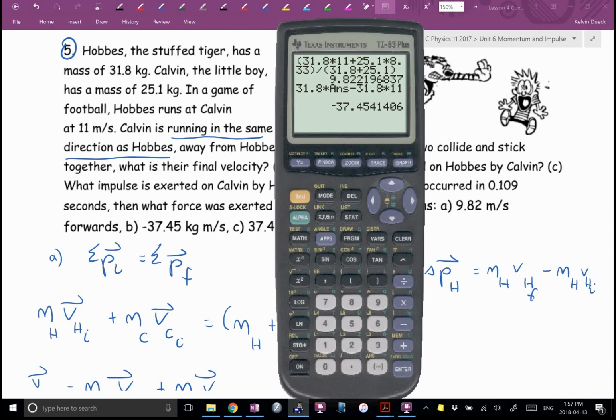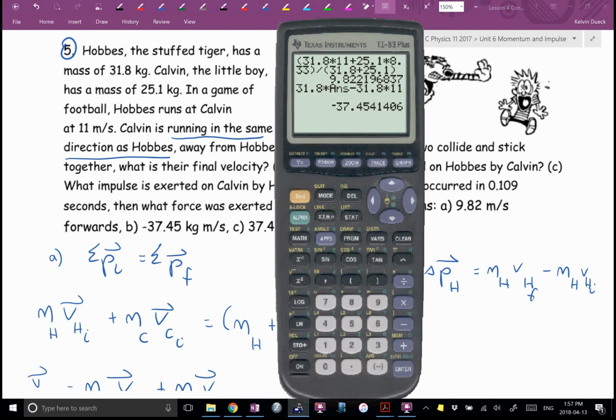Now, if Hobbes lost 37.45, what did Calvin gain? So that's how you do C. You could also, if you wanted to, go impulse is another word for change in momentum. How am I going to find change in momentum? MV final minus MV initial. You could walk through exactly what I walked through in part B for Hobbes with Calvin.